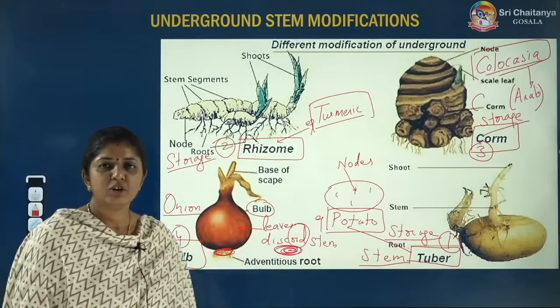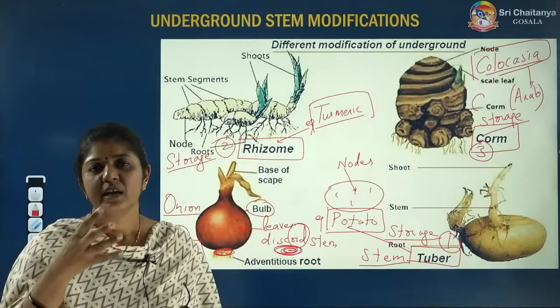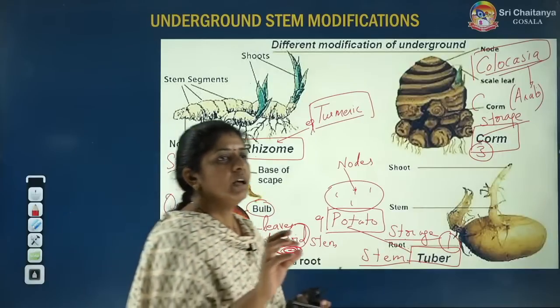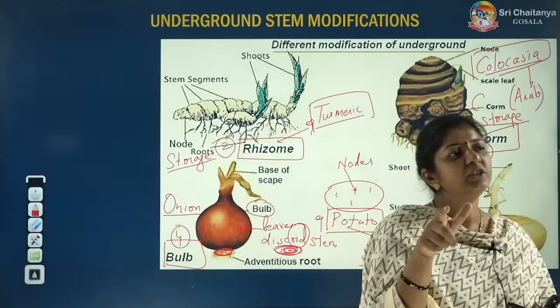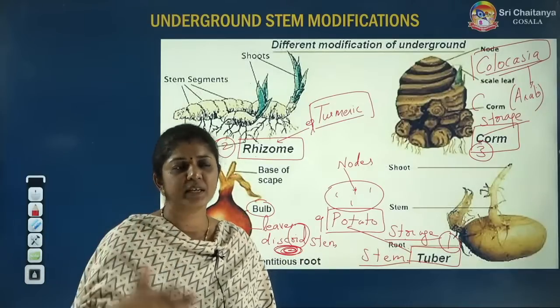Are you getting that? So what is the edible part? Edible means which we can eat. That part is the leaves, not the stem. Fine. Okay, adventitious root means which is not coming from the radicle. I will discuss this in the root.